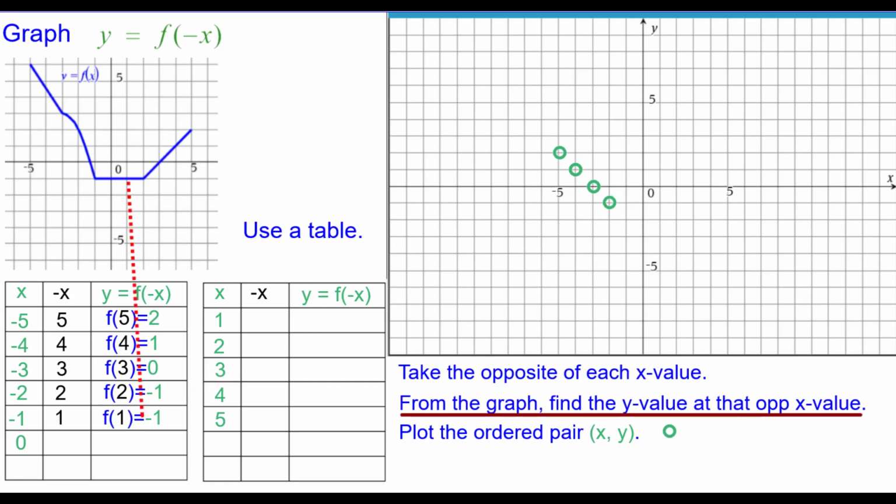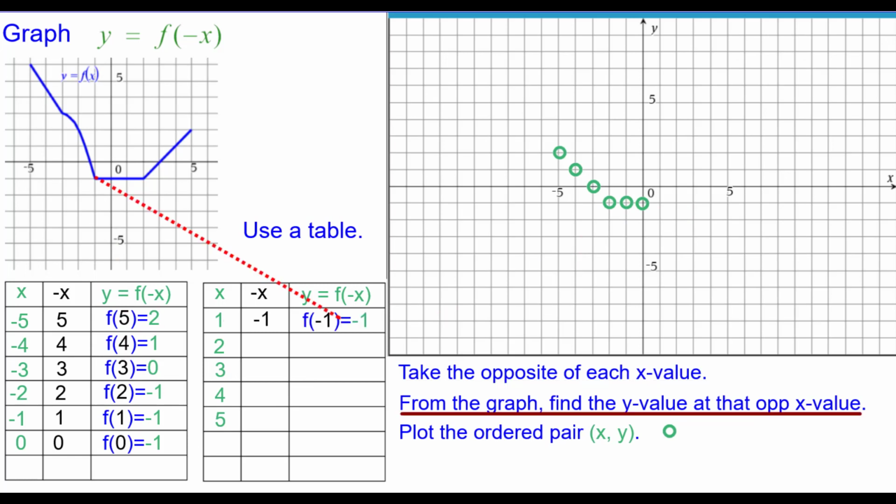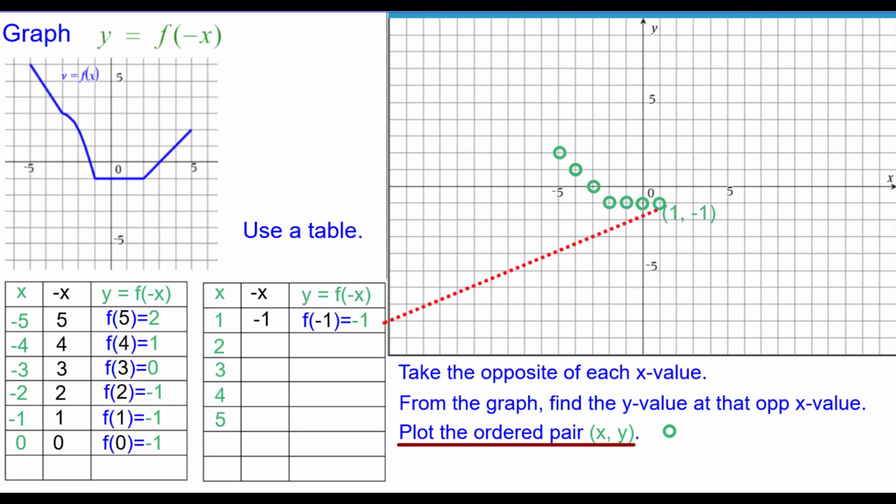At 1 also it's -1, so -1, -1. At 0 it's -1, so 0, -1. And also at -1 it's -1. And when x is +1, the opposite of x is -1. And f at -1 is -1. So 1, -1.